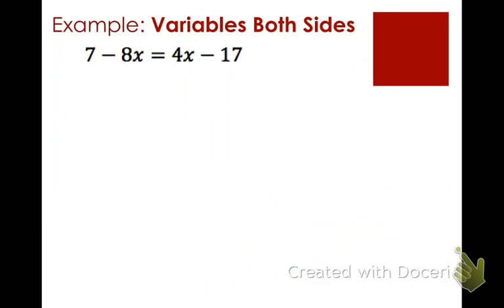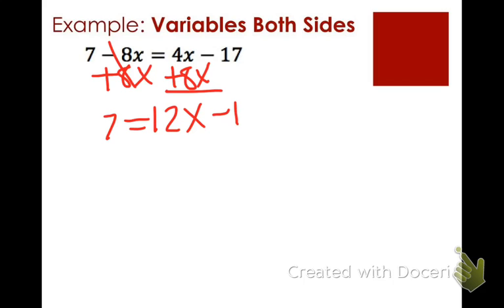So let's try an example. Notice now there's a negative 8x on one side of the equation and a 4x on the other. So before I can solve for x, I have to get those together. It doesn't matter which one you want to move to the other, but I tend to avoid negatives, so if I can ever add, I try to add first. So if I add 8x to both sides, 7 equals 4x plus 8x is 12x.